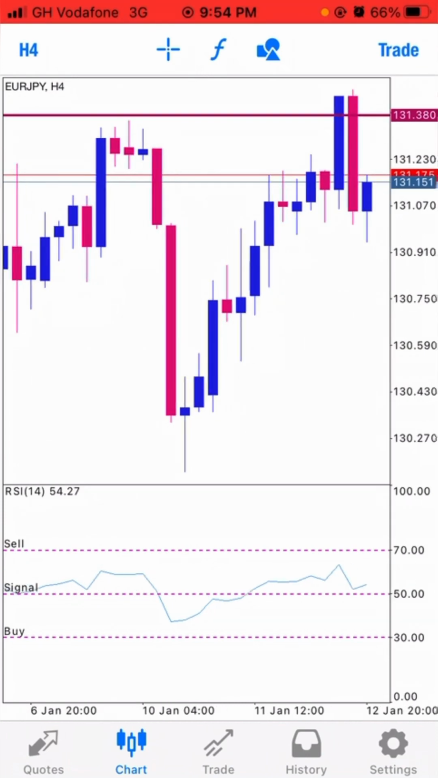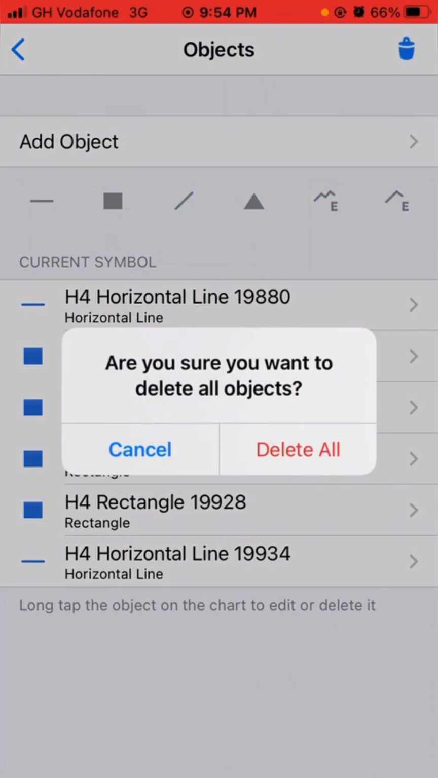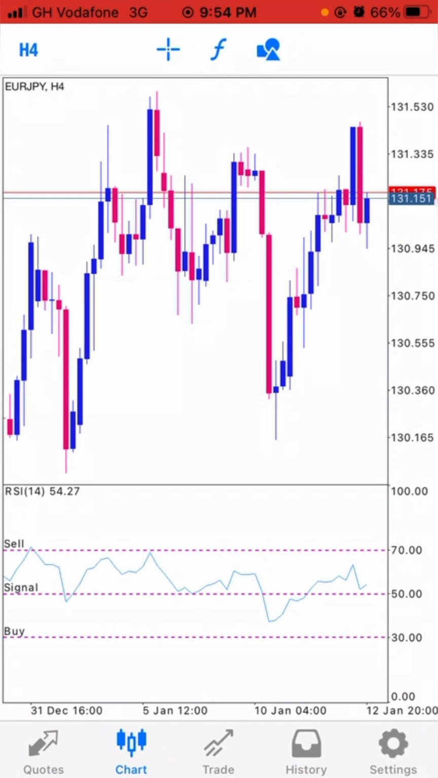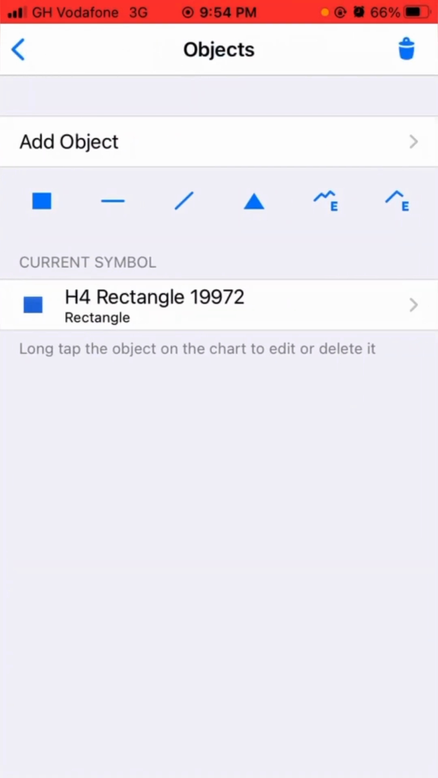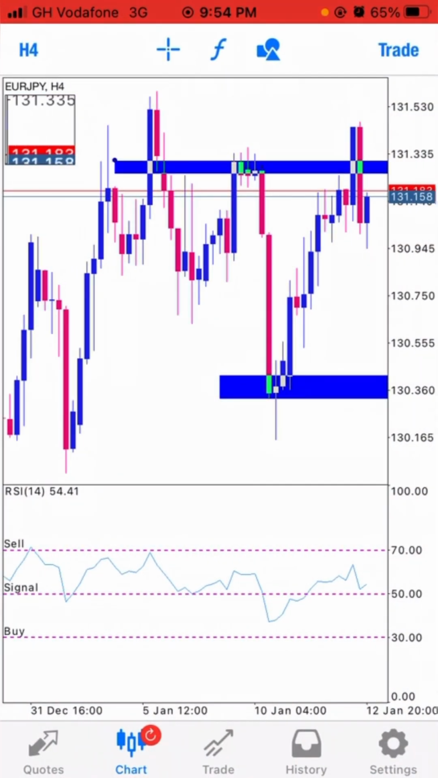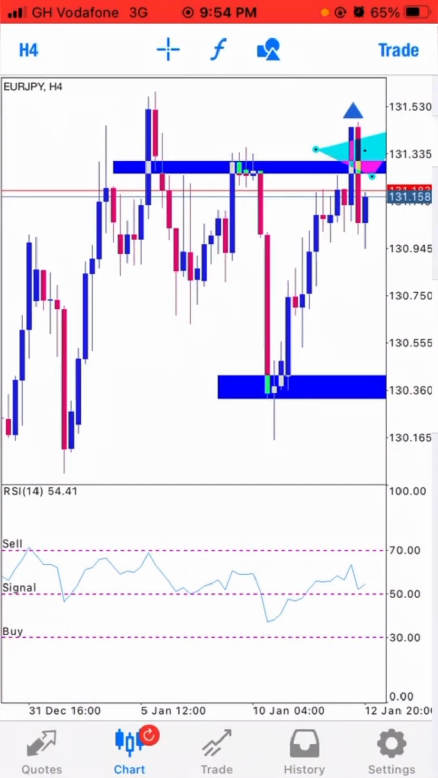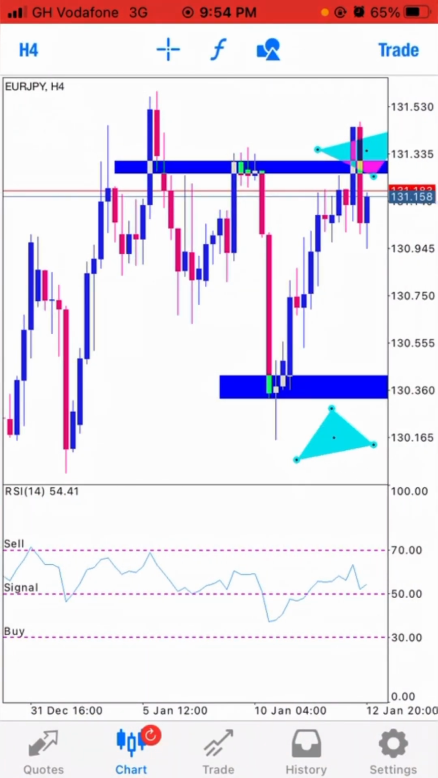Understand? Okay, let me delete everything again, and let me take this. Assuming I'm trading this one alone, so like this. You understand? This is a zone. You understand? I have this one also here, so I can sell here. I can sell here and then buy here and then buy here. You understand?